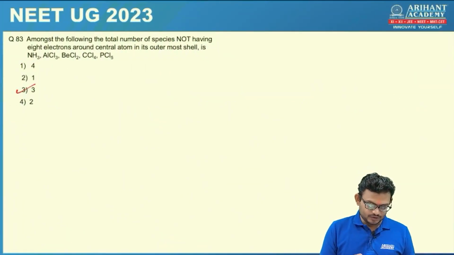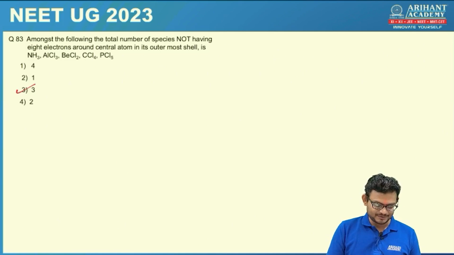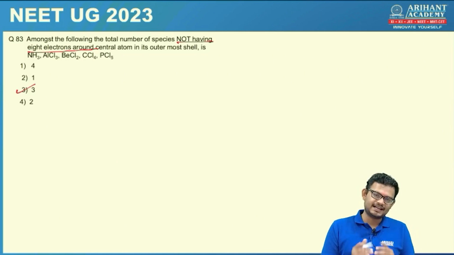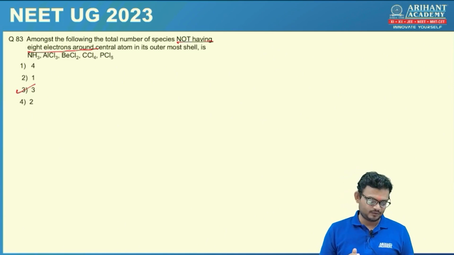Among the following, the total number of species not having 8 electrons around the central atom. Now here they have played a small game. Not having 8 electrons, so it could be both having less than 8 and more than 8. So we will count both incomplete octet and expanded octet examples.